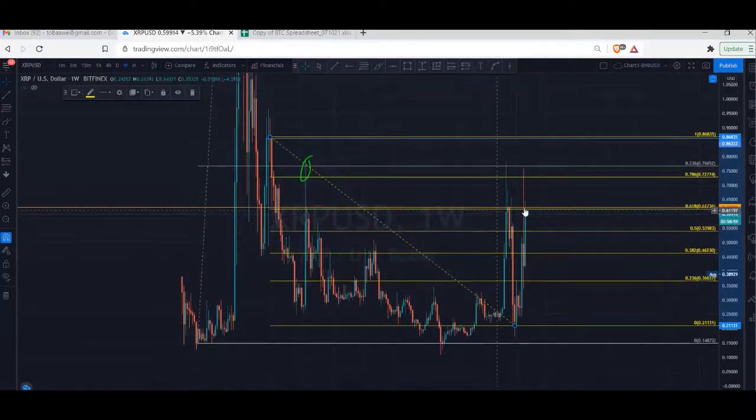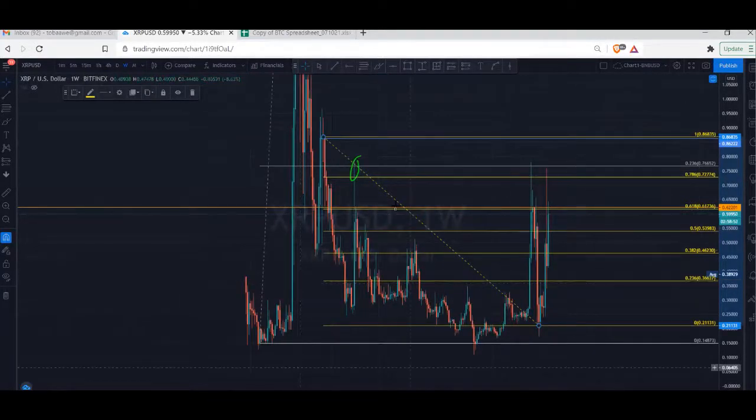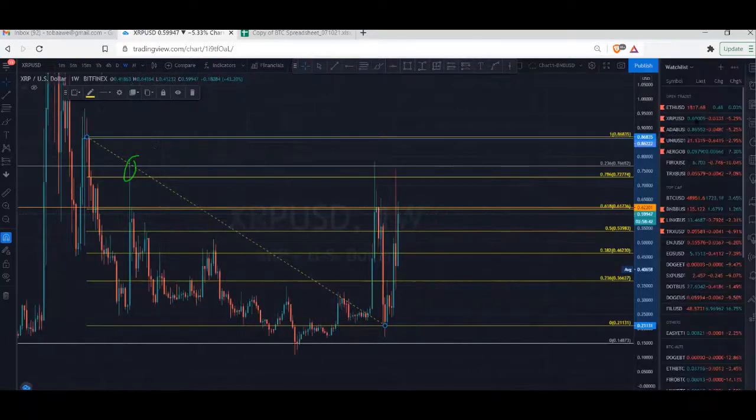So wherever you have confluence, it's a strong level. You need to pay attention to it. So this is just a rough overview of how to use Fibonacci to make confluence on your levels. Now let me go to my chart that I've already done. Still on XRP.